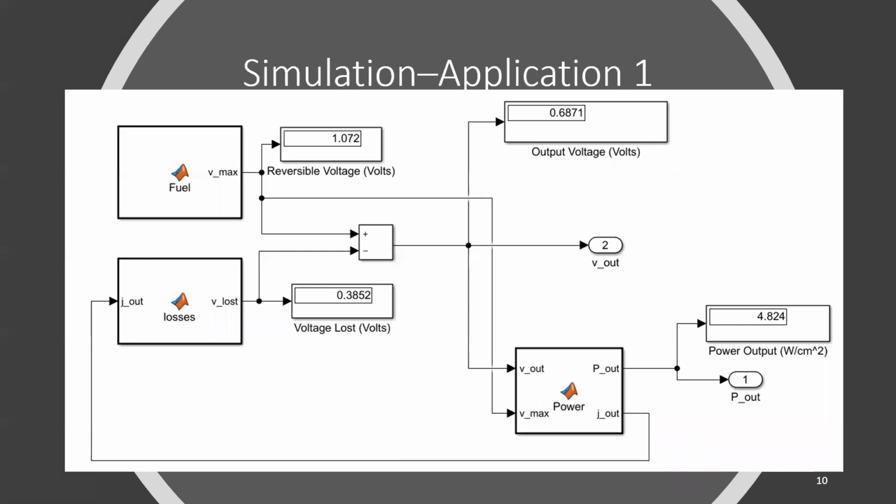Okay. And then this is the actual block diagram for the fuel cell. So the fuel is made in the very first function there, and then that is how we get our maximum voltage. And then that maximum voltage we use to determine our power, and the power determines our current density. Current density determines our losses. We have to have that feedback loop in order to get back to the losses.